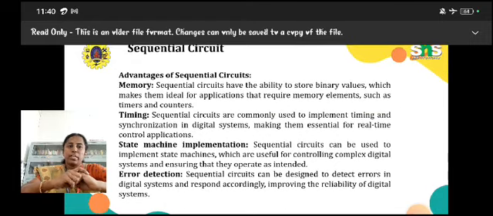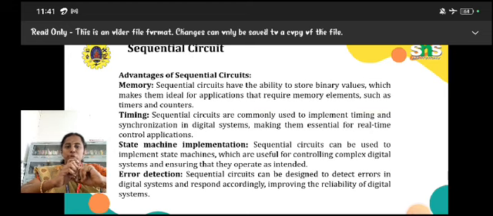Sequential circuits have the ability to store binary values, which makes them ideal for applications that require memory elements such as timers and counters. Timing: sequential circuits are commonly used to implement timing and synchronization in digital systems, making them essential for real-time control applications.